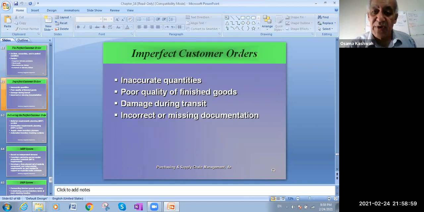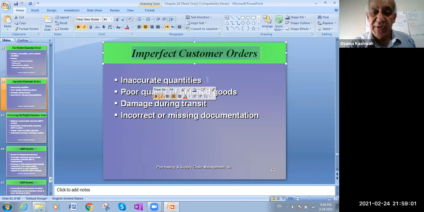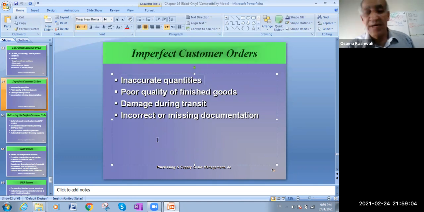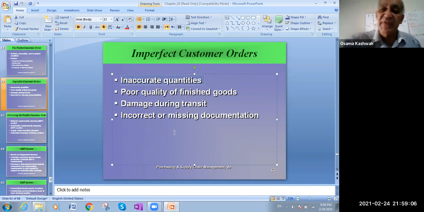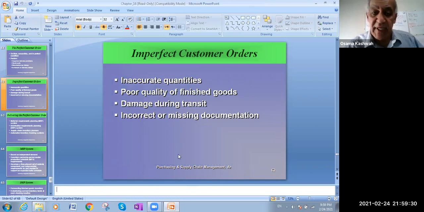An imperfect customer order is the opposite. Inaccurate quantities: I cannot forecast exactly what I want, so I'm given just a number. Hey, I want 10 units of this, while I don't need 10 units, I need 8 only. For that reason, we have to plan very well for what we need to purchase. Poor quality of finished goods, this is the second point. Damage during transit, this is another point. And incorrect or missing documentation.